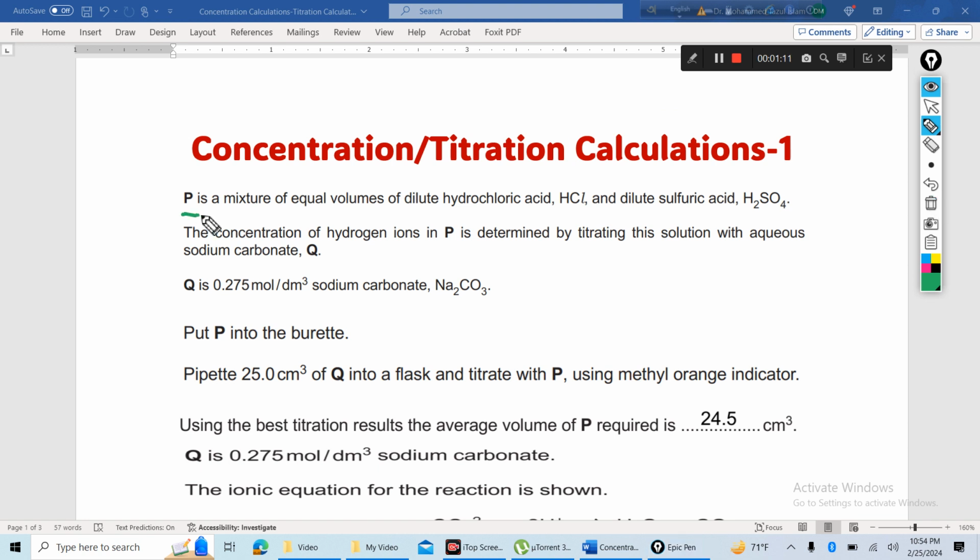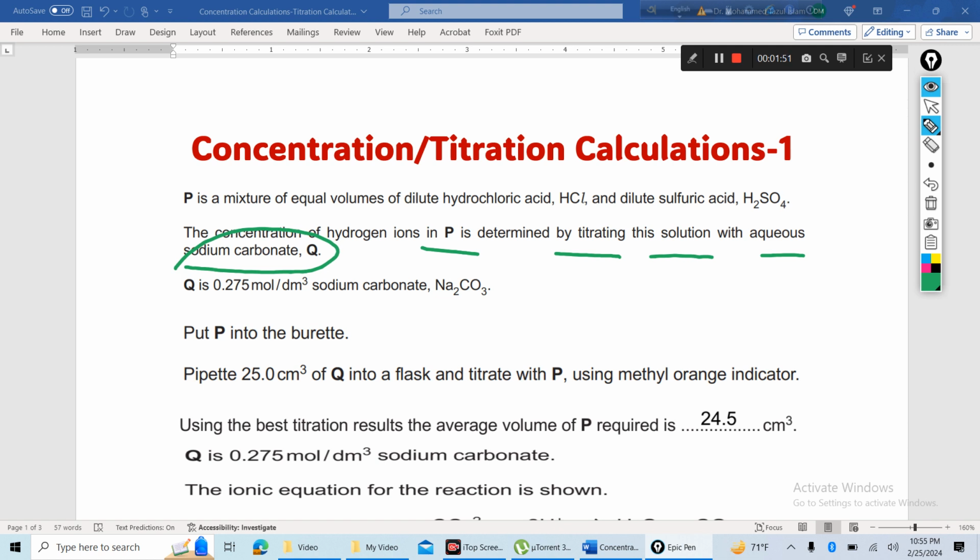You see, P is a mixture of equal volumes of dilute hydrochloric acid and dilute sulfuric acid. P is a mixture of two acids, one hydrochloric acid, the other sulfuric acid. Now the concentration of hydrogen ion in P is determined by titrating this solution with aqueous sodium carbonate. That means the acid is titrated with sodium carbonate.